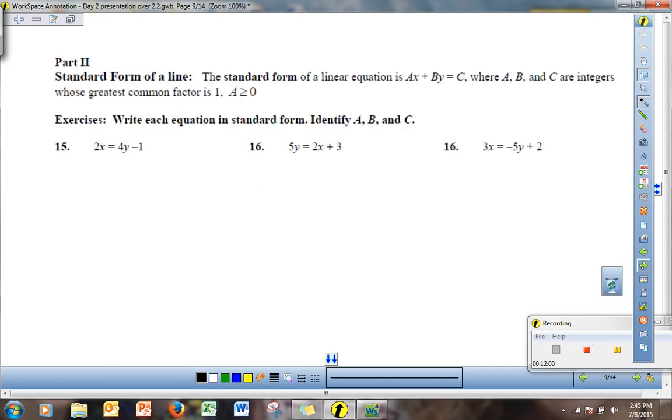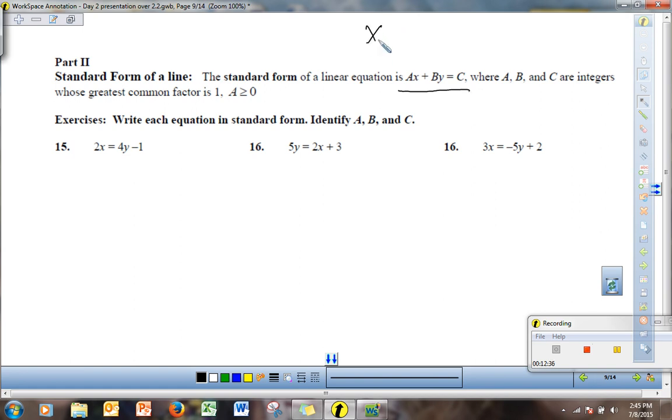Now I'm going to switch gears just a little bit. We did this in Algebra 1 also, but I'm going to treat this like you haven't seen it for a long, long time, or you don't even remember it. So I'm going to slow down a little bit on this. The standard form of a linear equation is ax plus by equals c, where a, b, and c are integers, whose greatest common factor is 1, and a is greater than 0. Here's what all of that means in easier terms.